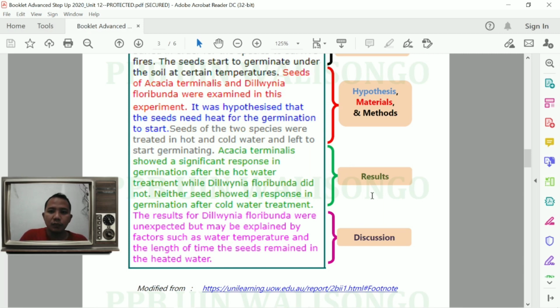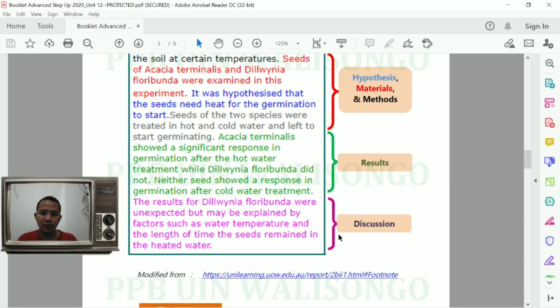Nah, kemudian hasilnya adalah Acacia terminale showed, sought ini kata past tense ya, karena memang sudah selesai penelitiannya. A significant response in germination after the hot water treatment, while Dilvinia floribunda didn't. Neither seed showed respond in germination. Jadi ini menerangkan tentang hasilnya. Baru setelah itu adalah conclusions atau discussions ya, kesimpulannya. Ya, secara umum seperti itu ya. Ada introductions, material methods, and result and discussions as a conclusion sebagai kesimpulannya.